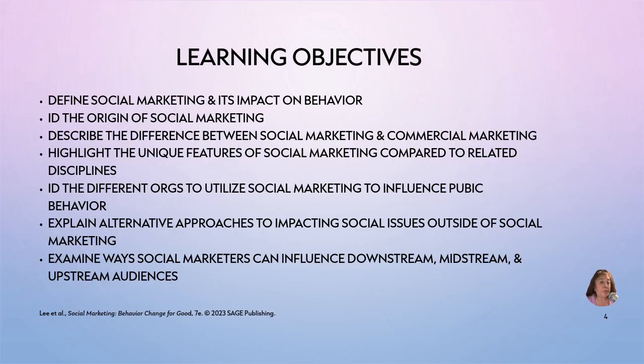Our learning objectives are to define social marketing and its impact on behavior, identify the origins of social marketing, describe the difference between social marketing and commercial marketing, highlight the unique features of social marketing compared to related disciplines, identify the different organizations that utilize social marketing to influence public behavior, explain alternate approaches to impacting social issues outside of social marketing, and examine ways social marketers can influence downstream, midstream, and upstream audiences.